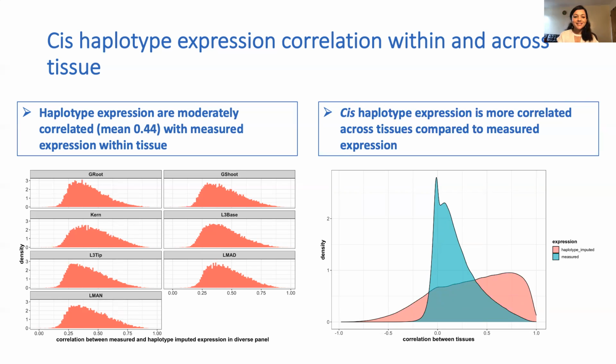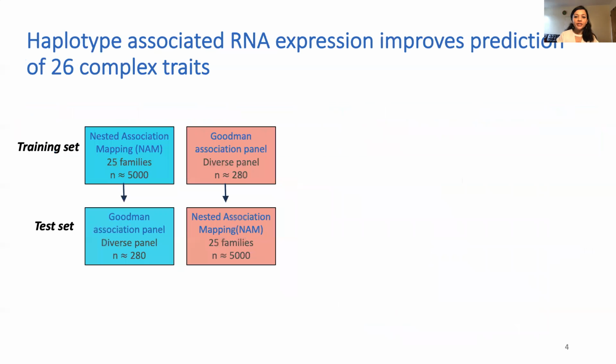So after getting this cis haplotype expression, we looked at the genomic prediction model to predict 26 complex traits across 2 diverse populations in maize, which includes a nested association mapping panel with 5,000 individuals belonging to 25 families, and a Goodman Association panel, which is a diverse panel of 280 individuals. The model was trained and tested in either of these 2 populations.